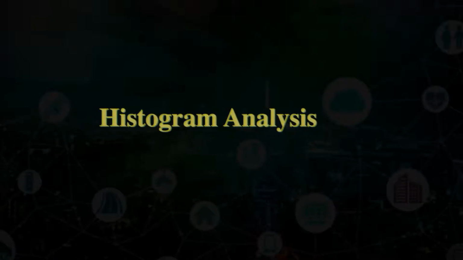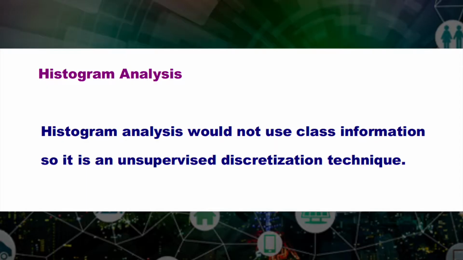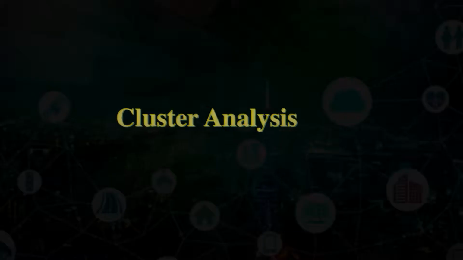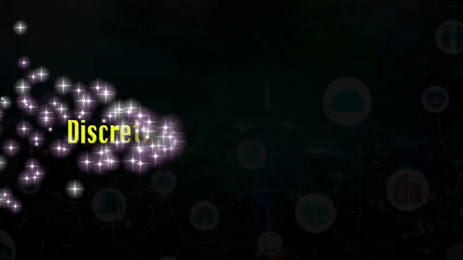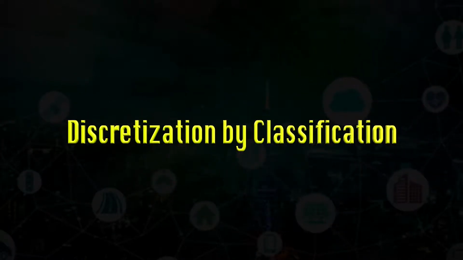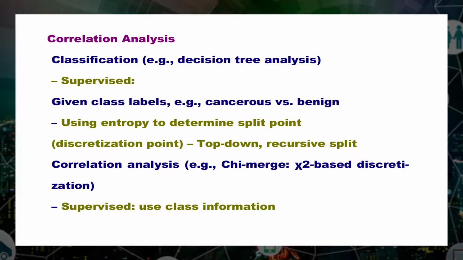The next technique is histogram analysis. Histogram analysis does not use class information, so it is an unsupervised discretization technique. The next technique is cluster analysis. Cluster analysis is a data discretization method in which a clustering algorithm is applied to discretize a numerical attribute by partitioning the values into clusters or groups. The next concept is discretization by classification. Correlation analysis is the next topic. In classification, the example is decision tree analysis.